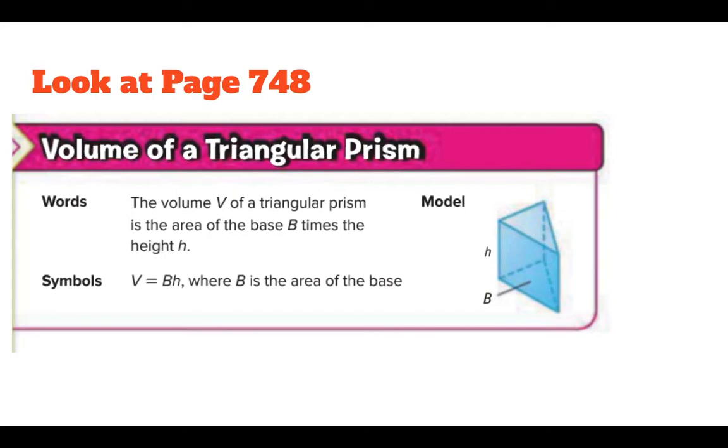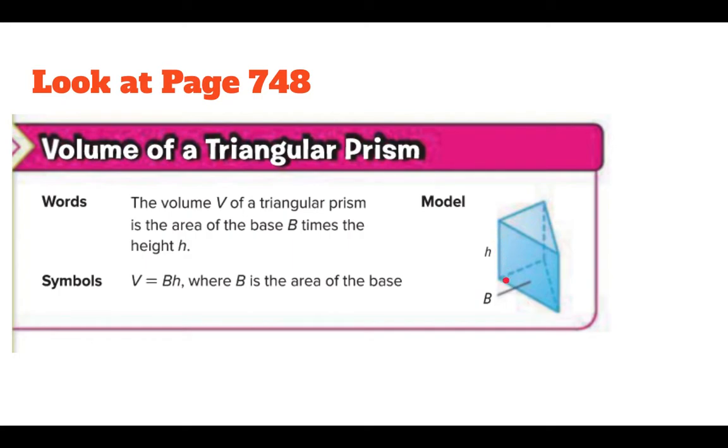So we're looking at the volume of triangular prisms. I'm on page 748 in the book. And the volume of a triangular prism is the base times the height. A triangular prism is just a fancy way of saying a 3D triangle. The base is this triangle here, and the height is how tall it is.